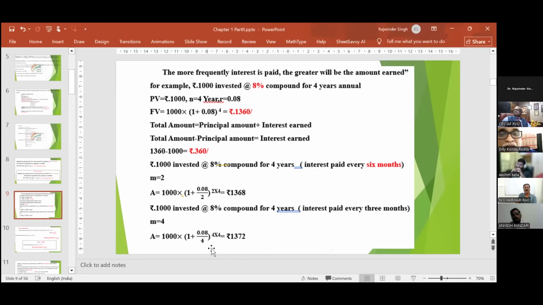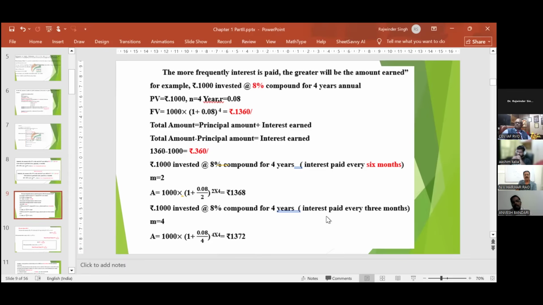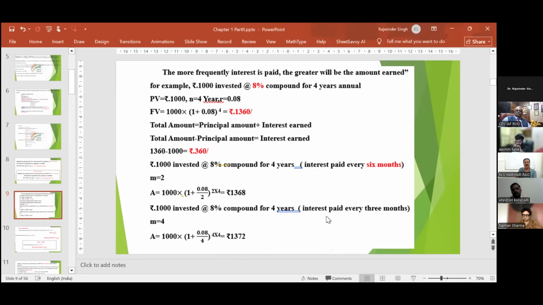How do you remember this formula? The basic thing is you must understand what the basic things involved in it are. I think it is more than clear to all of you. Anybody having any doubt?